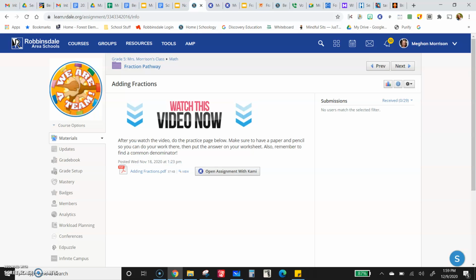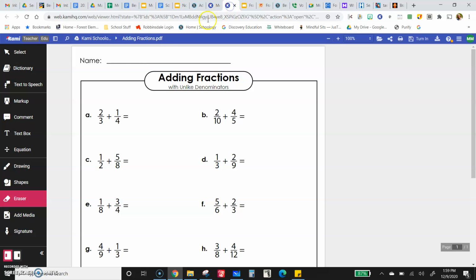So just like when we were doing comparing and ordering fractions, we need to find a common denominator. And let me show you why. Because here's your first assignment, or your adding fractions assignment. So the first one is 2/3 plus 1/4.